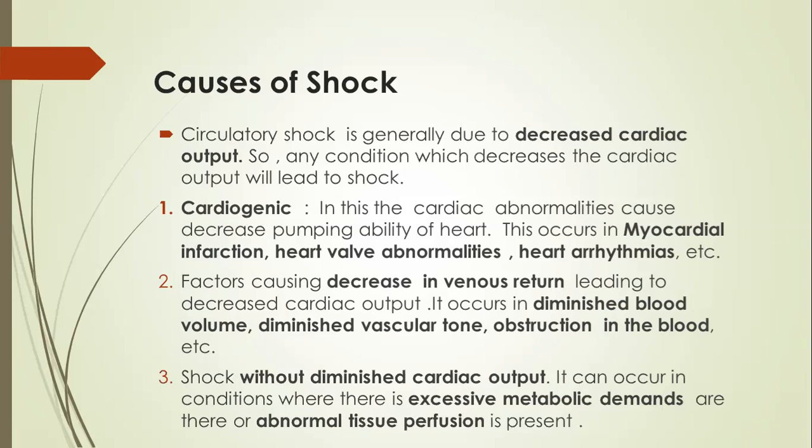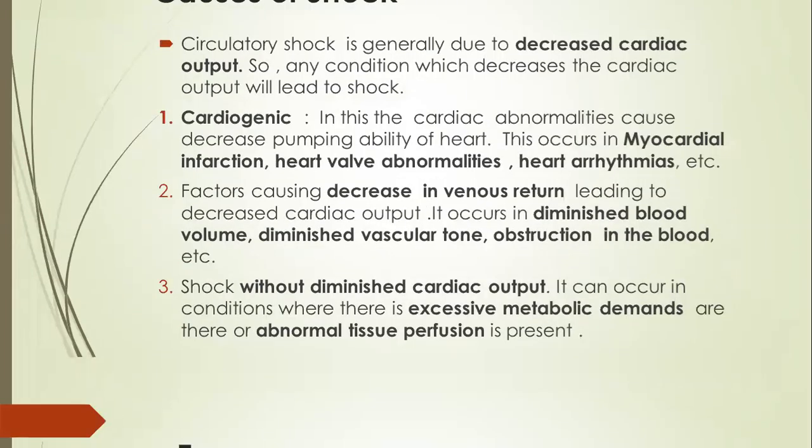But many a time it is seen that the cardiac output is normal, still the person is in a state of shock. Why? Because maybe there are excessive metabolic demands. So the output is normal, but the demands are high. Or sometimes the output is normal, but there is abnormal tissue perfusion. So in all these conditions, shock can occur. These are the common causes of shock.